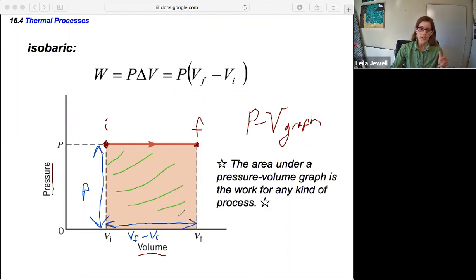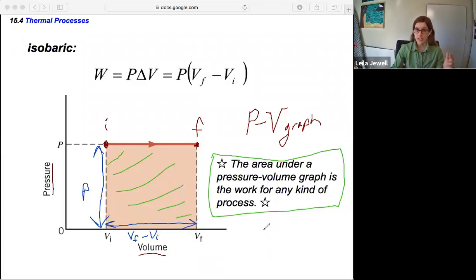And this, it turns out, works for isobaric processes, but it's also a general result that the area under a pressure volume graph is the work for any kind of process. So this is a really handy thing to keep in mind, and it's one of the reasons why PV graphs are so useful to us: if we can calculate the area under the curve for the process, then we will know the amount of work that was done.